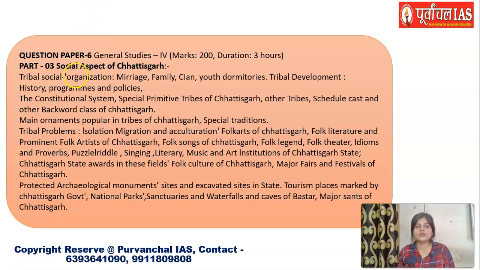In part 3, you have social aspects of Chhattisgarh. Please remember, here also part 3 belongs to Chhattisgarh. Social aspect means basically the tribal society, the tribal social organization, their marriage, their clans, youth dormitories, main ornaments worn by the tribal people, then their problems like isolation, migration, acculturation, etc.